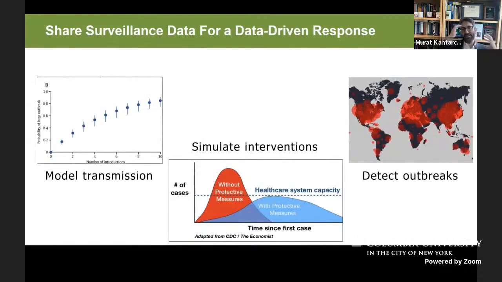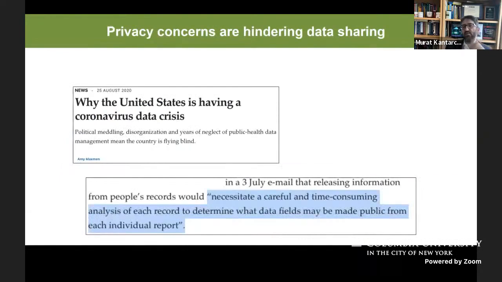It's clear that sharing surveillance data for a data-driven response is very, very important. We use data for understanding how transmission happens. The data is used for simulating different interventions and what their impact would be. And of course, for future pandemics, we will need it to detect outbreaks early on. Now, the question is whether we can directly share this data, especially individual patient-level data, which would be useful for building different models.